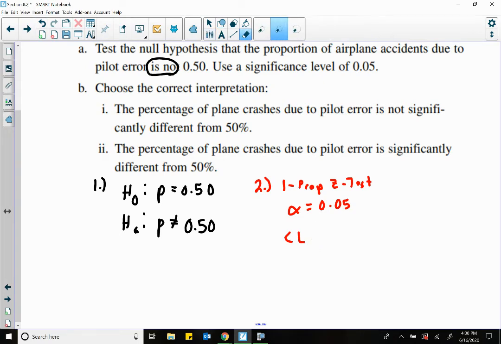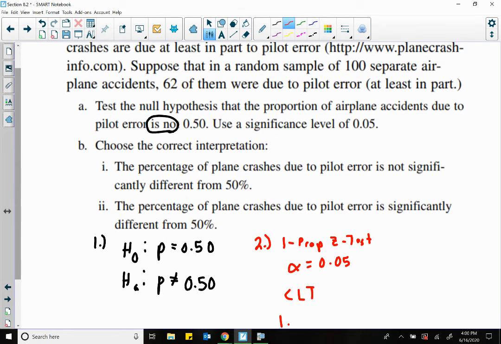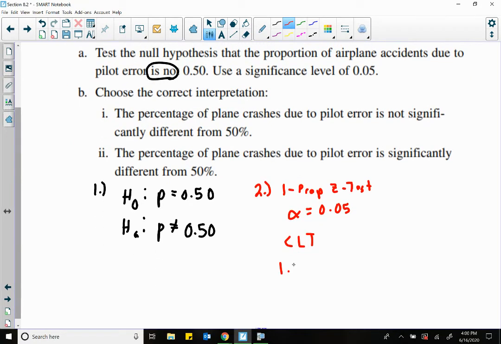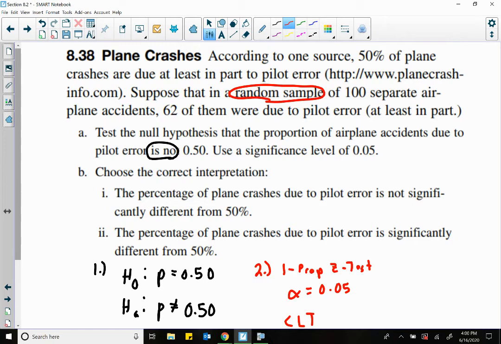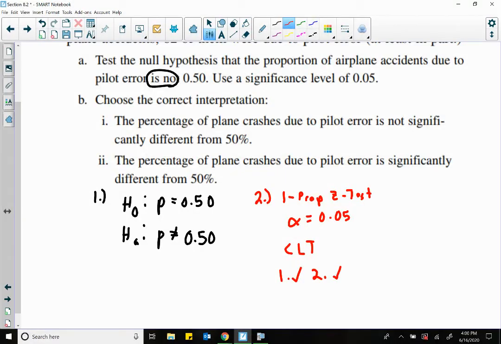I don't know why I wrote CLL. That's just weird. CLT. So one, is the sample random? Yes, right here. Random sample. So we know that works. And on that, we also know that each plane should be independent of each other, because that first plane accident should not affect the second plane accident. Okay? So we know that they're independent. We can assume that.